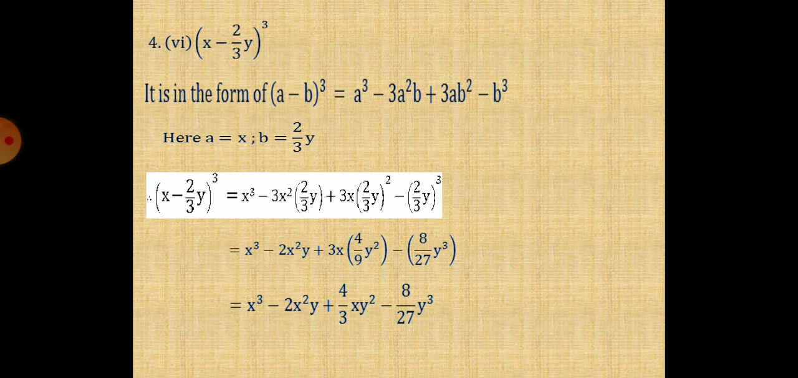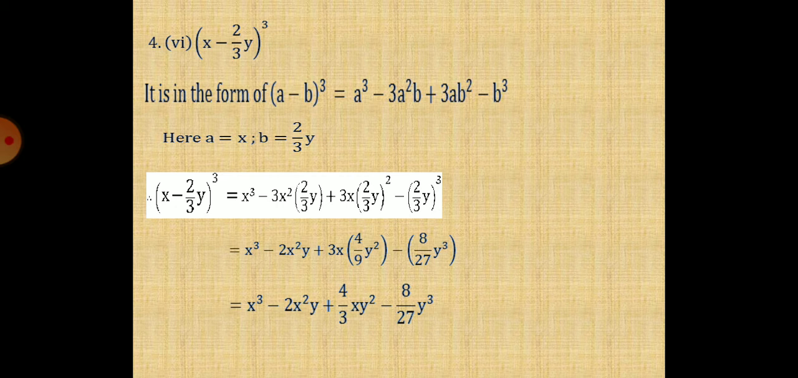In (a minus b) whole cube, the minus is already in the formula itself, so we will not take the b term as minus. If plus is there in the formula, that term we have to take as minus. So the (a minus b) whole cube formula is a cube minus 3a square b plus 3ab square minus b cube. In our question, a is equal to x and b is equal to 2 by 3y. So let us substitute a by x and b by 2 by 3y.